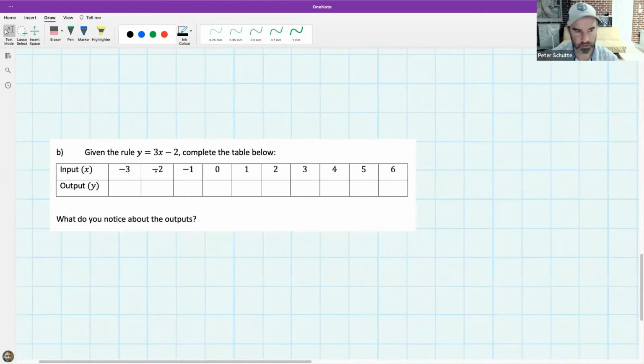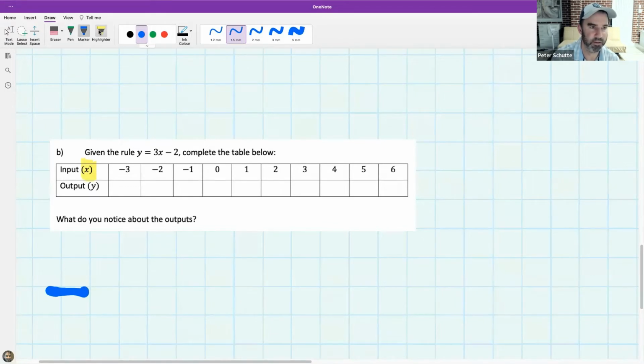Or we can do more if we need to. So I've changed the rule again. So the rule, the input is x. And if I was drawing a flow diagram, let me relate it to what we were doing earlier.